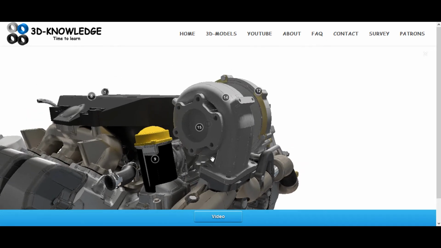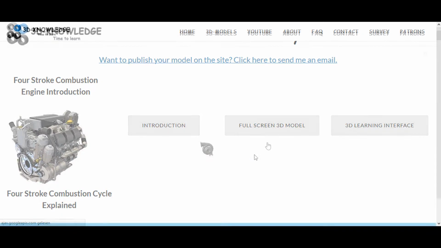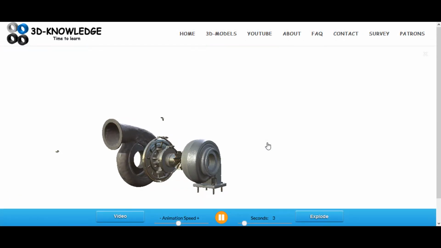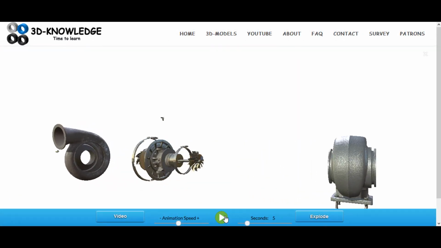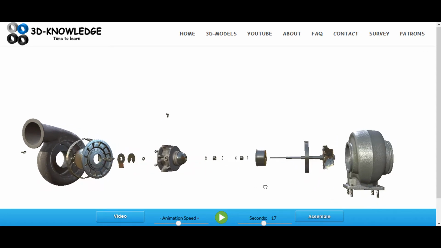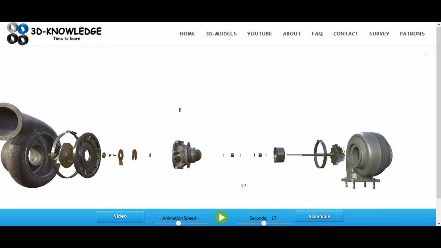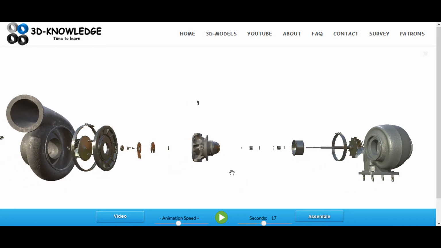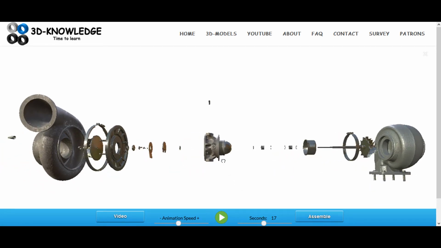So what we'll do, we'll back out now and we'll go and have a look at a turbocharger model. So the model's now loaded. We'll just pause that a second and we can explode it. Okay, that is as a turbocharger would look when it's exploded. Now, it all looks very complicated, but the concept is very simple. So what I want to do is just assemble it.